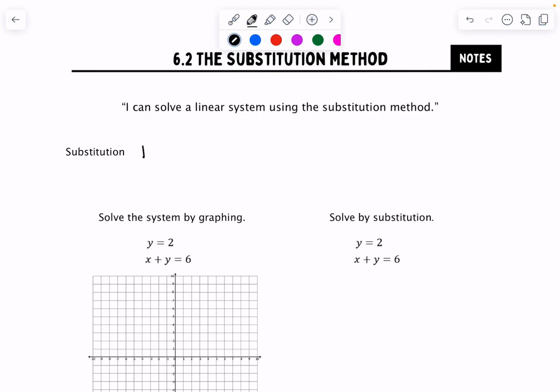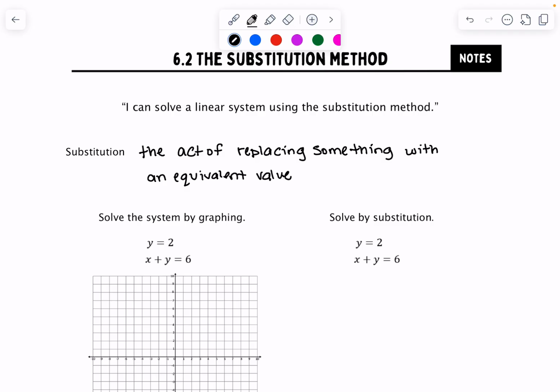So substitution is the act of replacing something with an equivalent value.